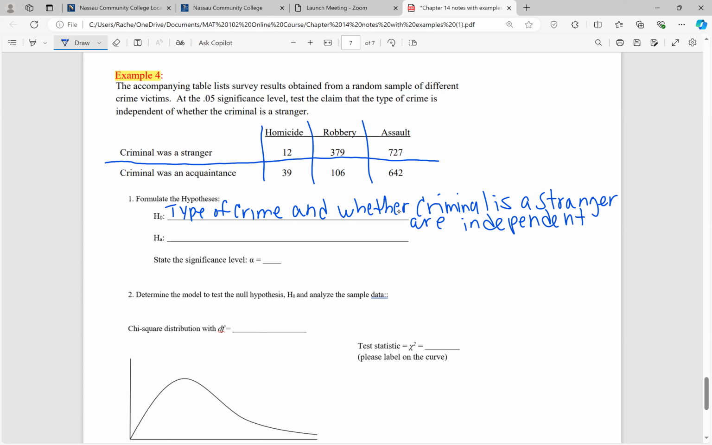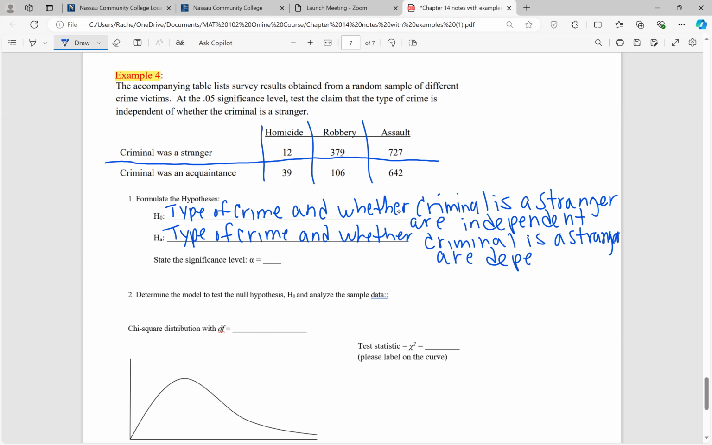Then the alternative is going to be that there is a relationship between the two. So that type of crime and whether the criminal is a stranger are dependent. So that's our alternative hypothesis. And we're testing at the 5% significance level. So alpha is 0.05.